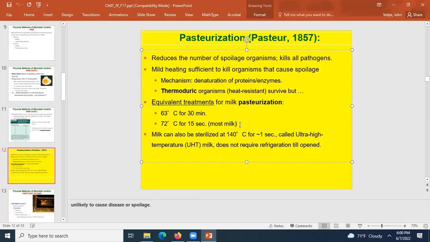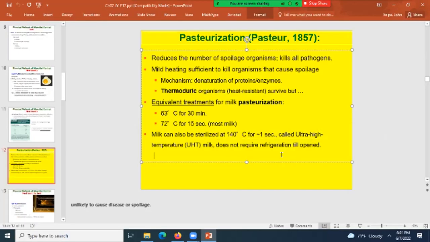Milk can be sterilized, and this is not pasteurization. It's called ultra high temperature or UHT milk. And the milk is exposed to 140 degrees Celsius for 1 second, which sterilizes the milk from everything except for endospores and prions. This milk does not require refrigeration until you open it. And you can sometimes find this milk in the store at room temperature. Any question about any of that?